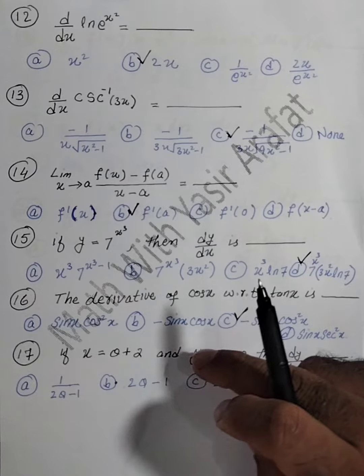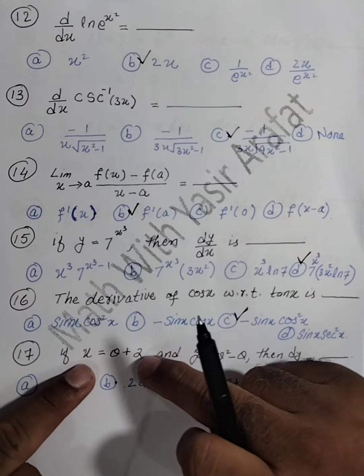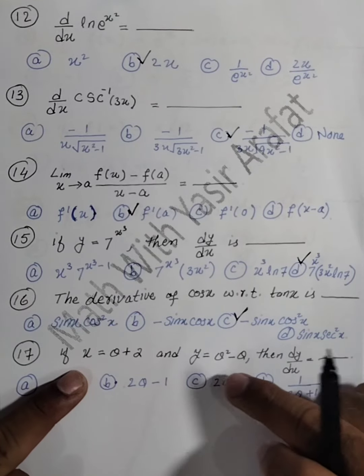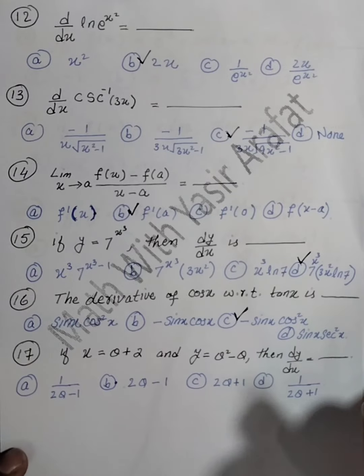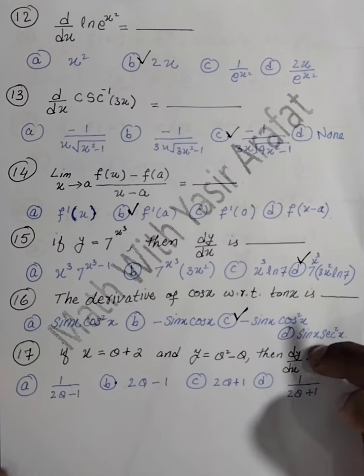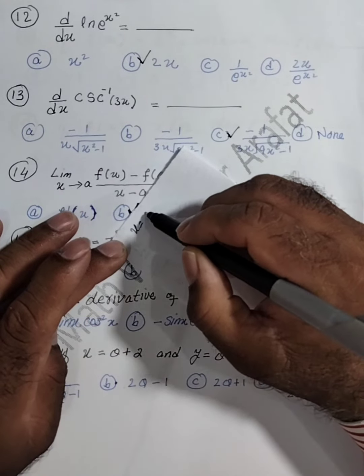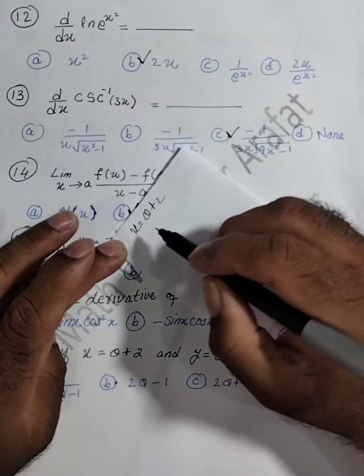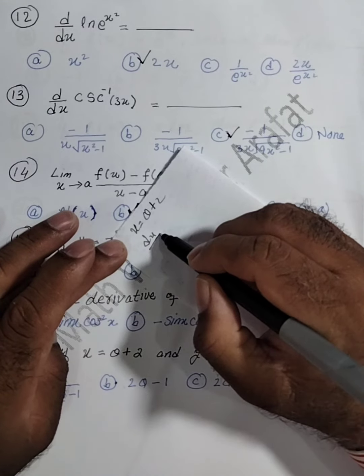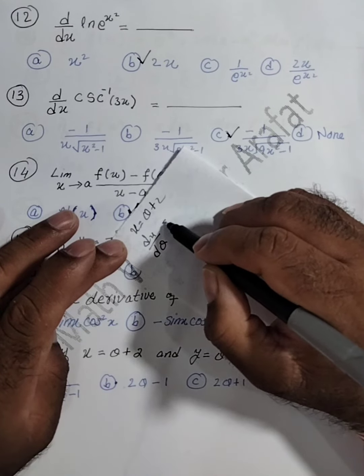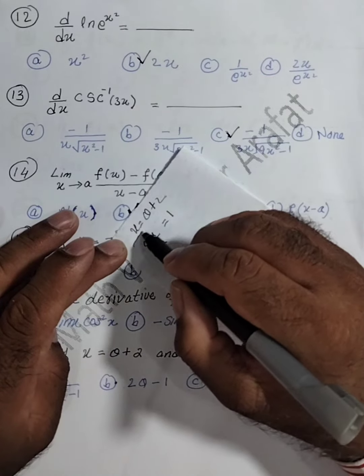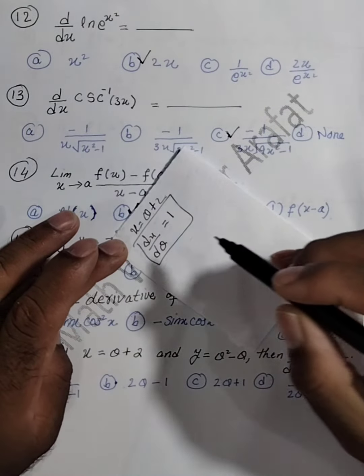Again we have a parametric equation. Here x is equal to theta plus 2 and y is equal to theta square minus theta, and we have to find dy upon dx. So x is equal to theta plus 2. We differentiate with respect to theta. The derivative of theta is 1 and the derivative of 2 is 0.